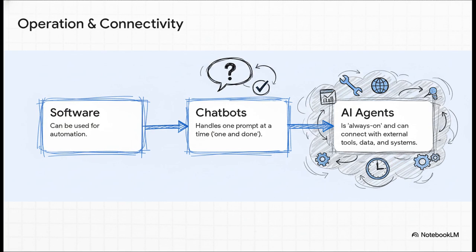And here's the other piece of the puzzle. Chatbots are kind of one and done. You give a prompt, you get a response, and that's the end of the interaction. An agent can be always on, constantly running in the background, managing things. And this is the really powerful part. It can connect to external tools, to your data, to other systems. It can interact with the digital world in a way nothing before it really could.